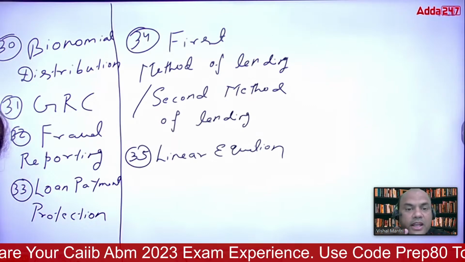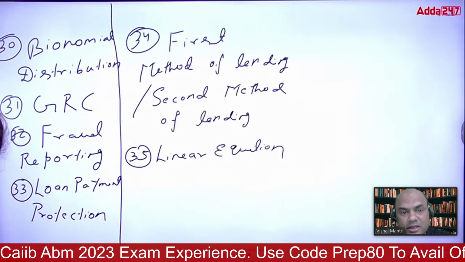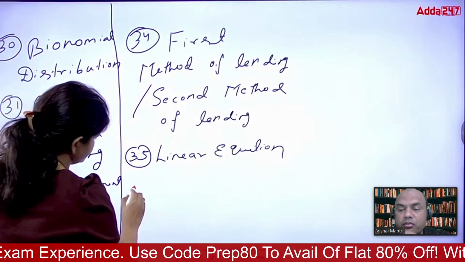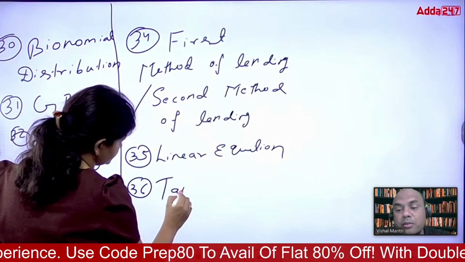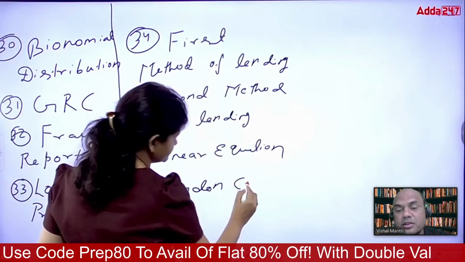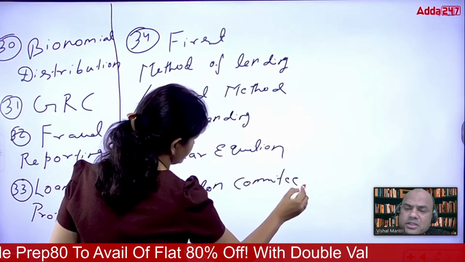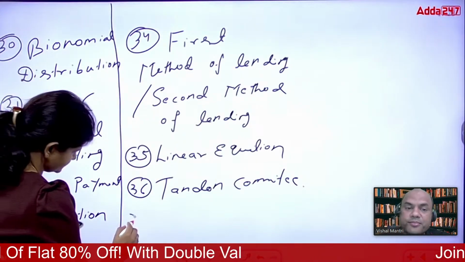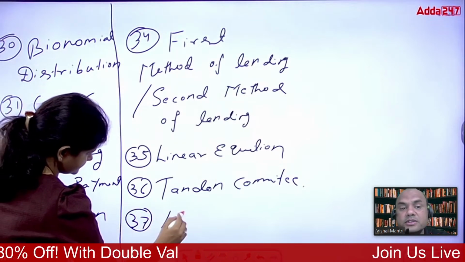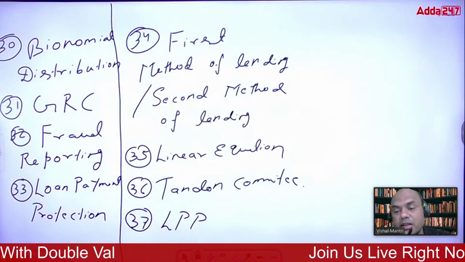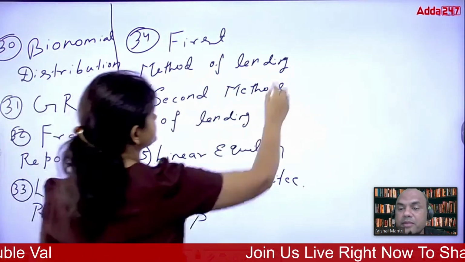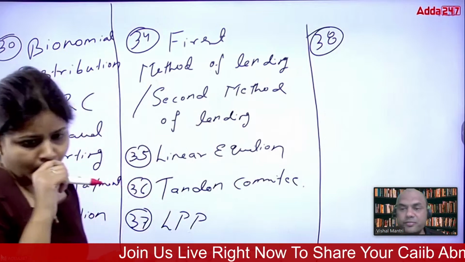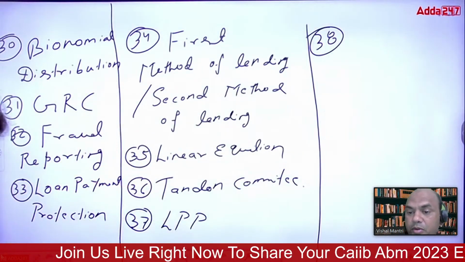There was a method of lending, the Tandon committee's method, was there. One question on LPP was there. You might not be remembering the question, but you have to remember it. Anyone can tell me any idea what it was? Finding the objective or the constraint? Linear equation was there, which means it will be related to LPP only. So one question on LPP, linear programming, was there.